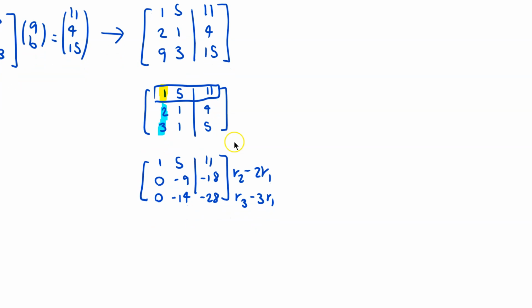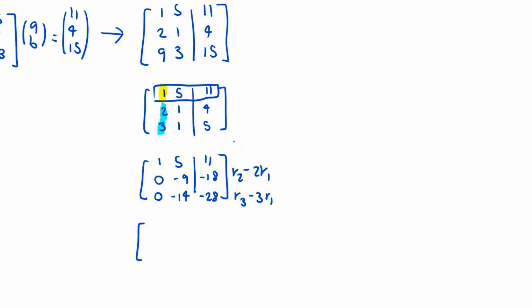Okay. Now then, my first row stays the same. I can divide the second row by negative 9. So negative 1 over 9 times row 2. If I divide row 2 by negative 9, I'm just going to get 0, 1, 2. And if I divide the third row by negative 14, I'm going to get also 0, 1, 2.